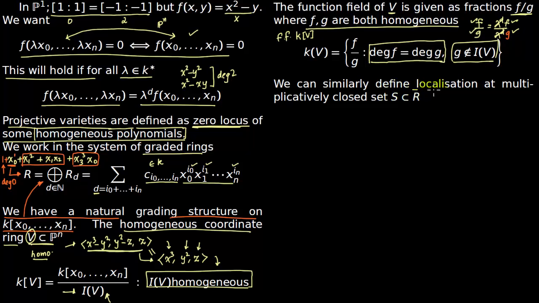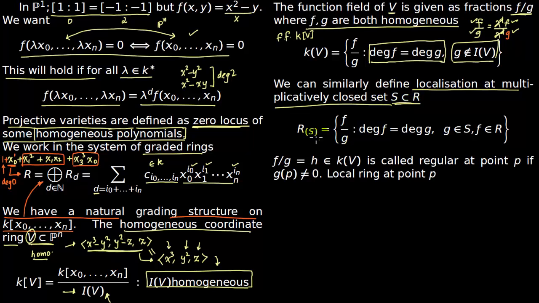Now we can similarly define localization at a multiplicatively closed set S of some ring R. So this is R, and now you write this S in brackets. Again you have f over g. The degree of f will be equal to the degree of g, where g lies in this multiplicatively closed set. Here notice that g does not lie in an ideal; here g lies in a multiplicatively closed set. So it's almost the same as what we did in the affine case, but here we are talking about homogeneous polynomials, and when you take fractions like this, the degree of the numerator is equal to the degree of the denominator, and f lies in the ring R.